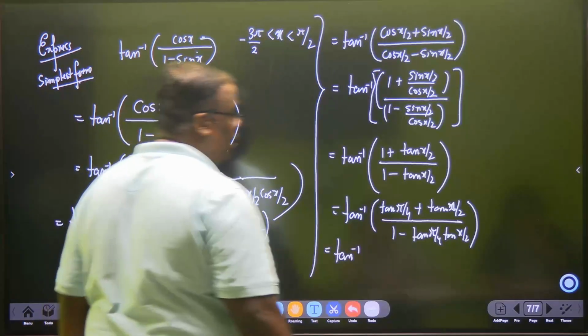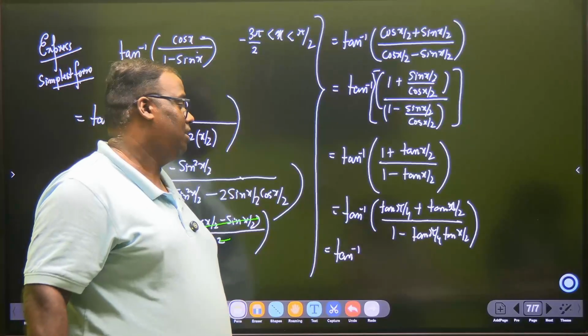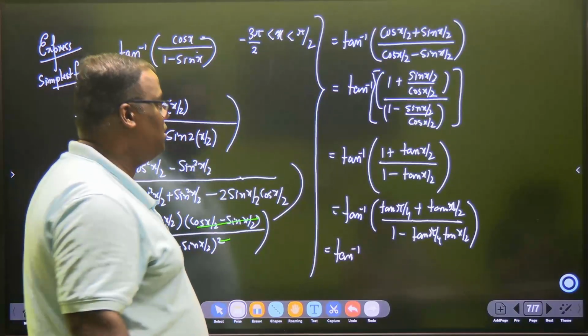Tan inverse. Hey, mom, dad had to pick it up. Why are you not picking it? Never do that. They always have attention.